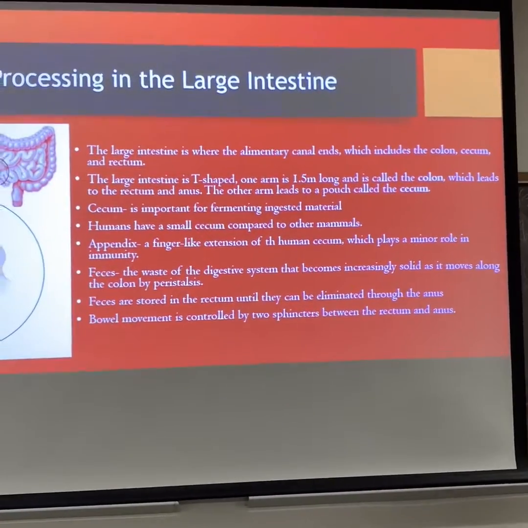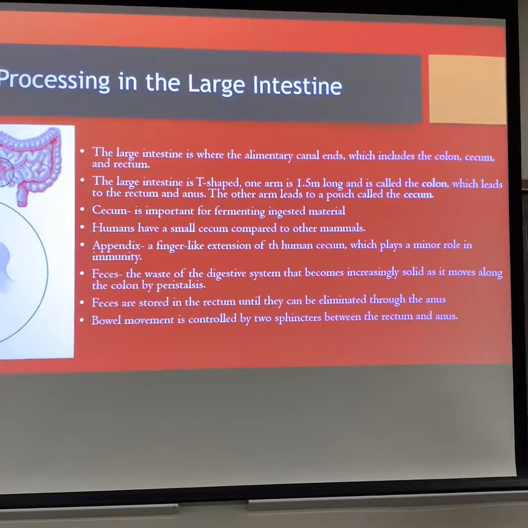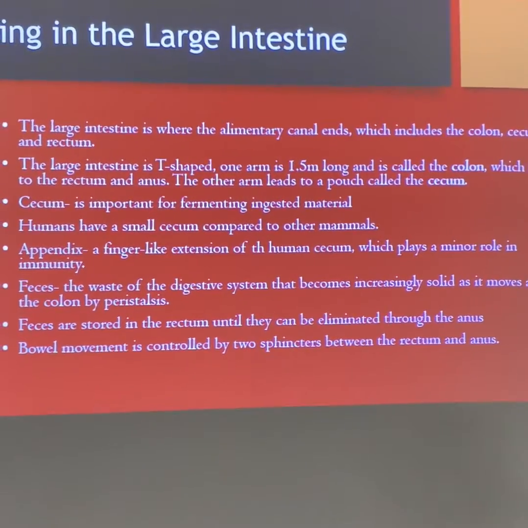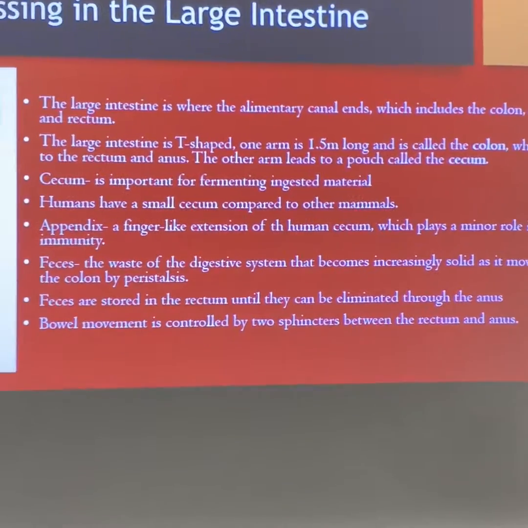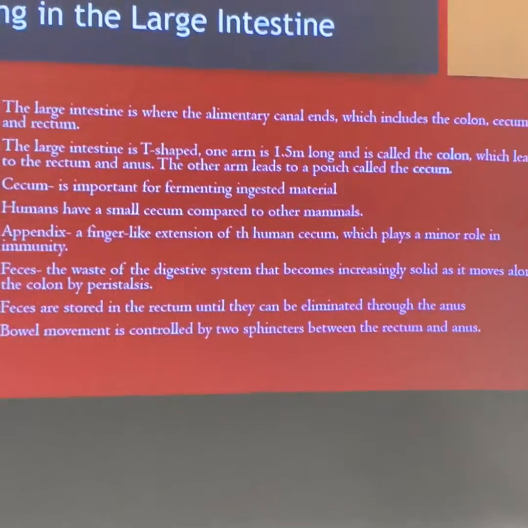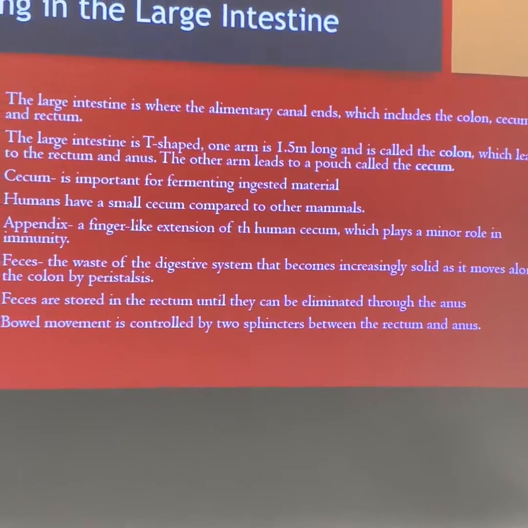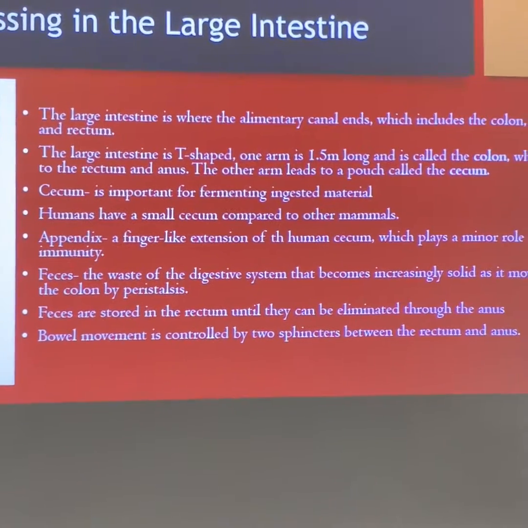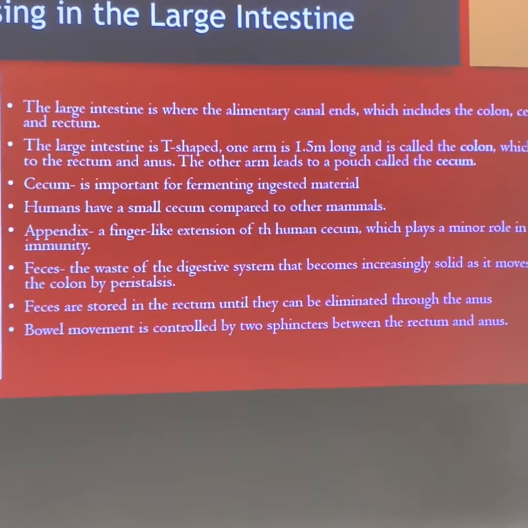Feces is a waste of the digestive system that becomes increasingly solid as it moves along the colon by peristalsis. Feces are stored in the rectum until they can be eliminated through the anus. Bowel movement is controlled by two sphincters between the rectum and the anus.